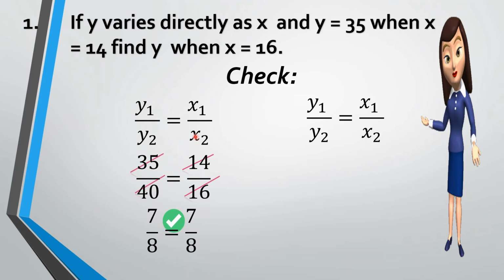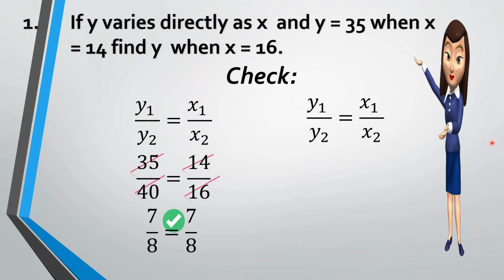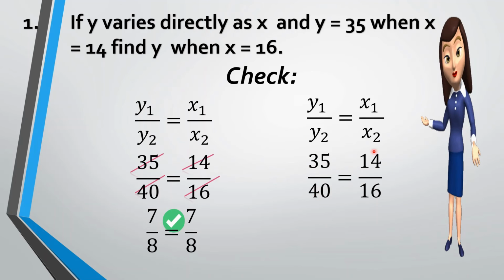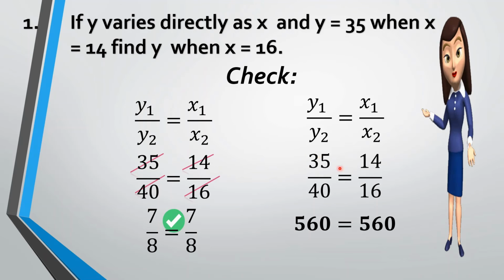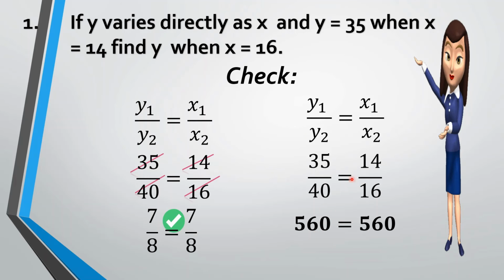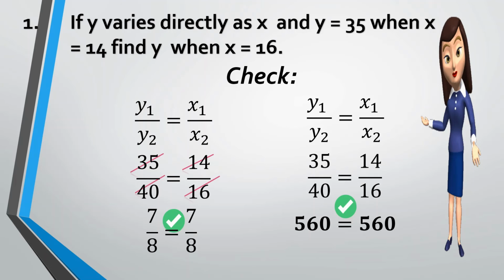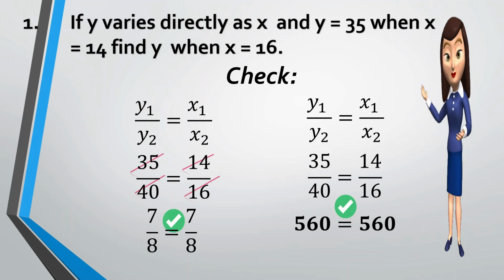So, same formula as proportion. When we get 35 over 40 is equal to 14 over 16, you can cross product. 35 times 16 is 560, and also 40 times 16 is 560. So, they are equal. Meaning, our answer of 40 is correct.